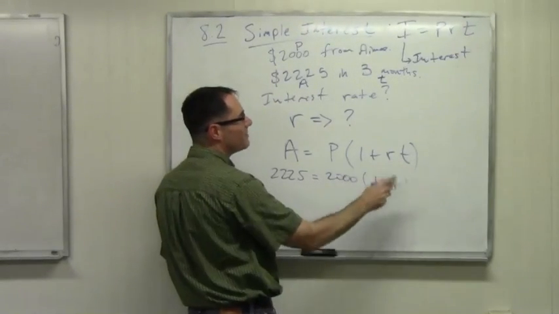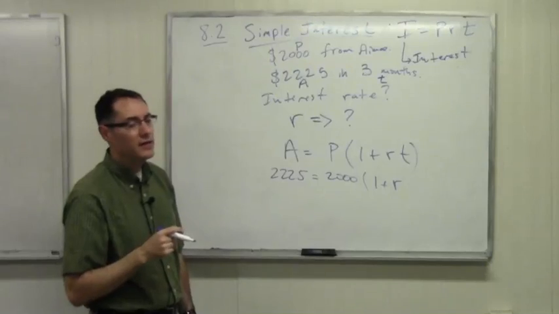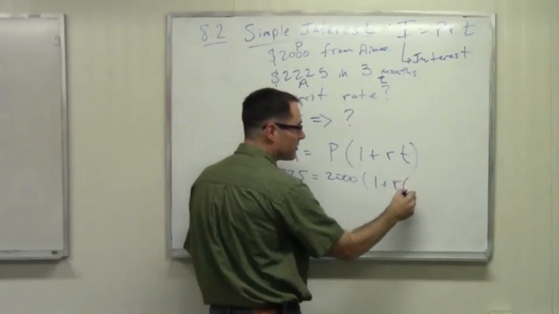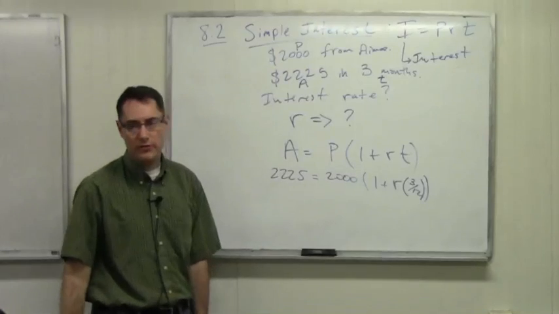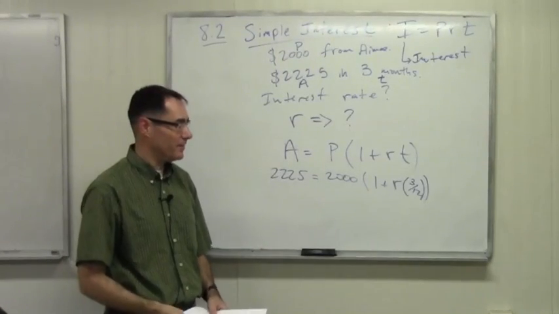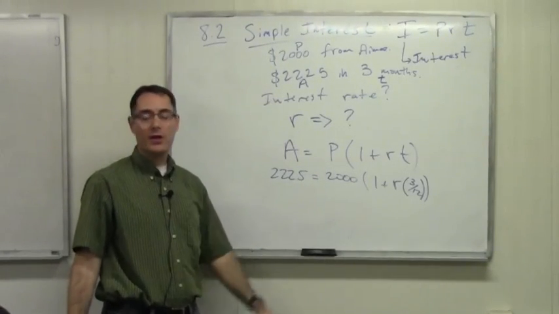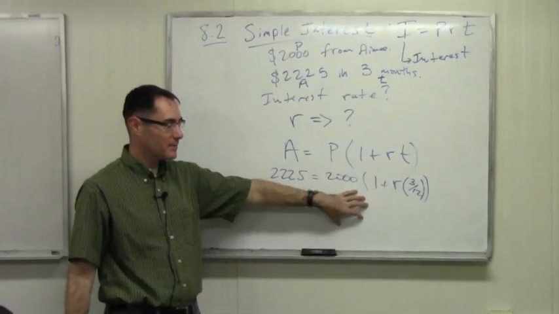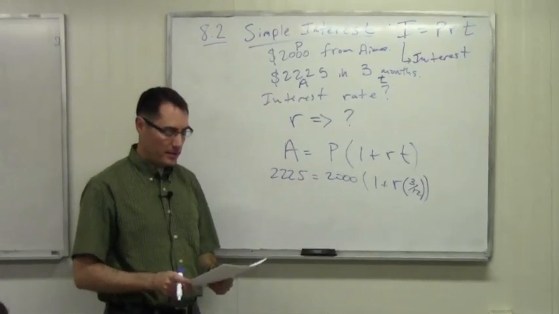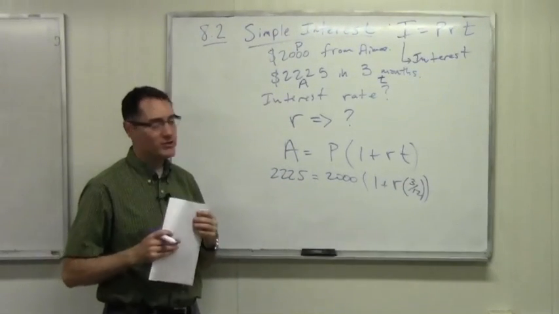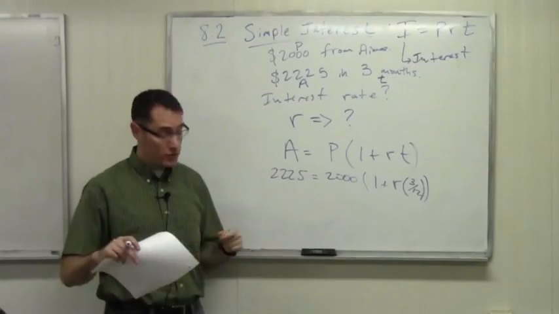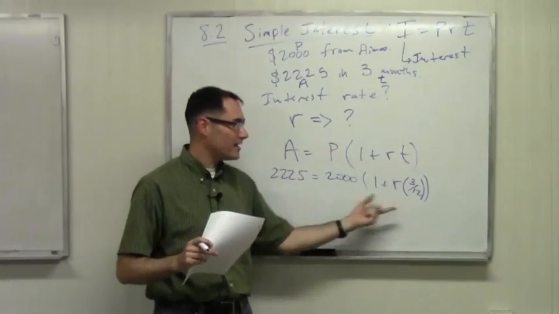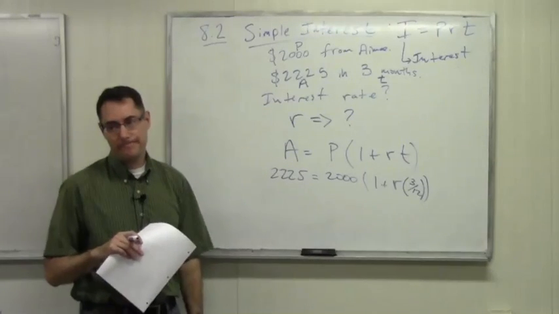And then the time is going to be what? 3/12, right? Or you could put 1/4, or you could put 0.25. It doesn't actually matter. But we have to do a little algebra to figure this out now. Anybody want to tell me what the first thing we have to do here is? You could distribute the 2,000 here and here, but there's an easier thing to do.